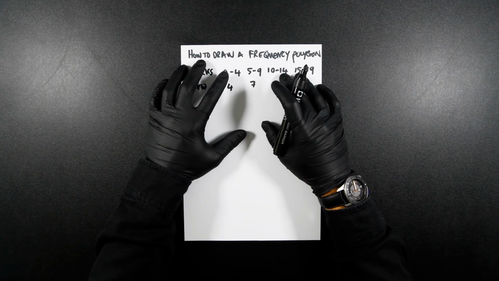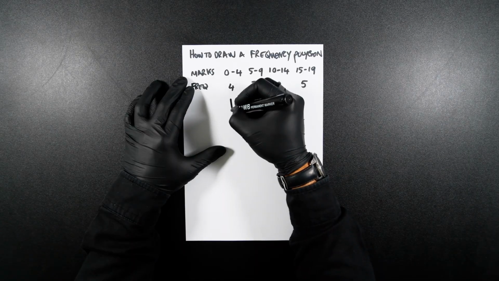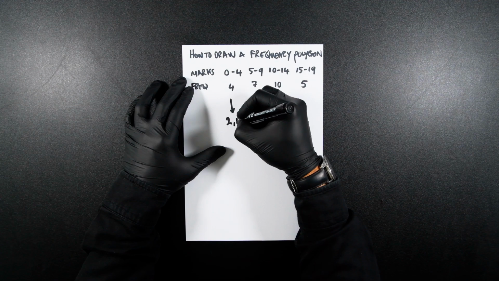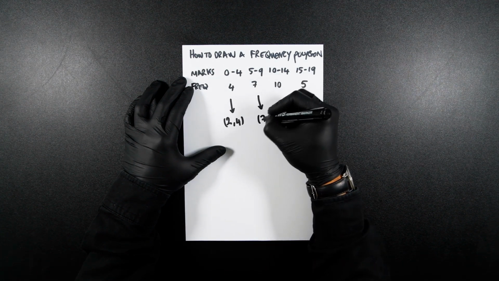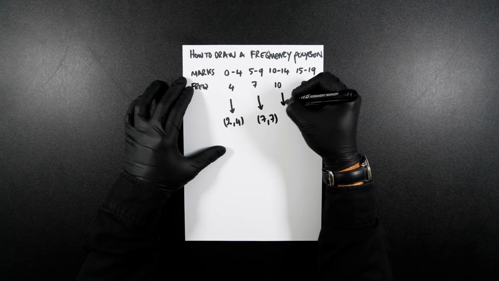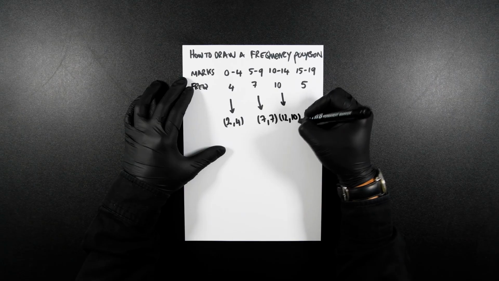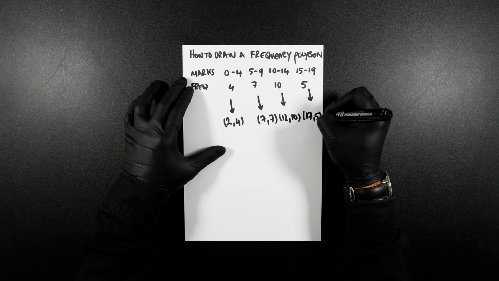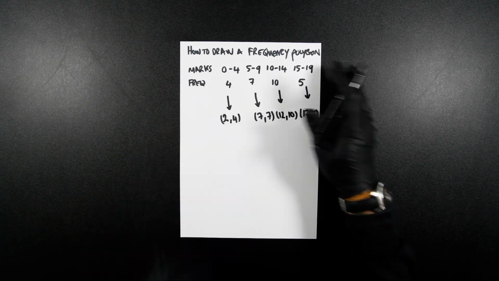All you're going to do is take the middle number. So between 0 and 4, the middle number here is 2. And on our y-axis, it's going to be 4. Do the same for this. That's going to be 7 and 7. That's going to be 12 and 10. And this is going to be 17 and 5. We now have our 4 coordinates, so we're ready to draw.